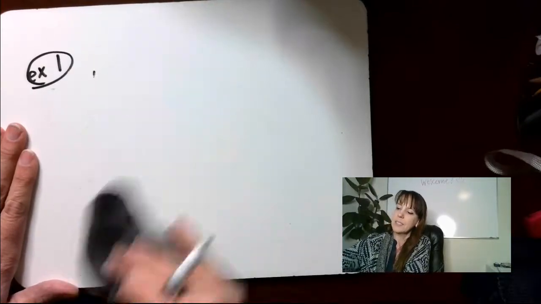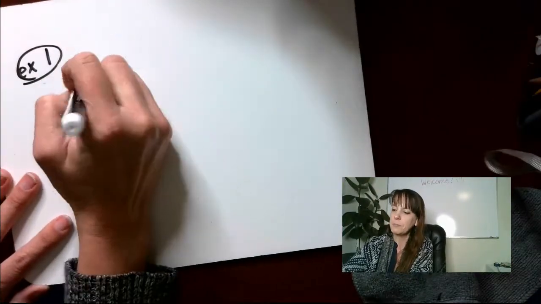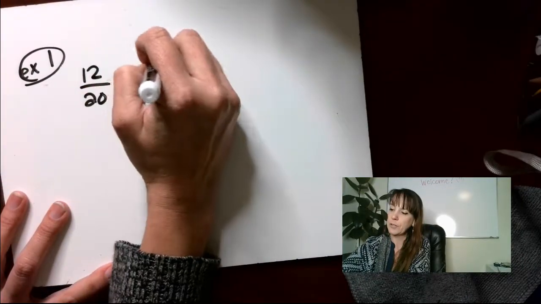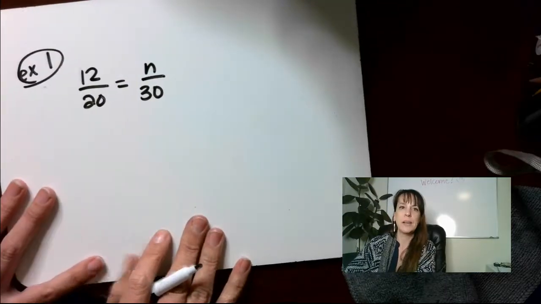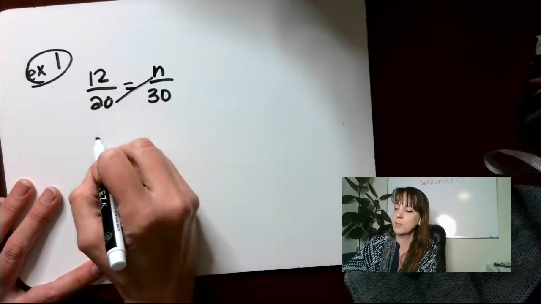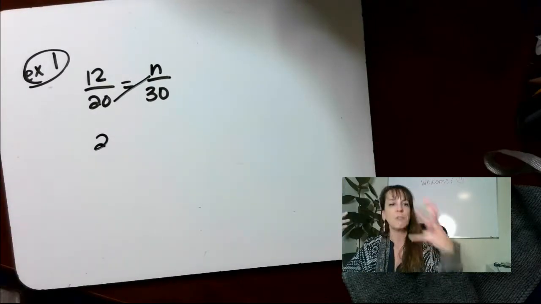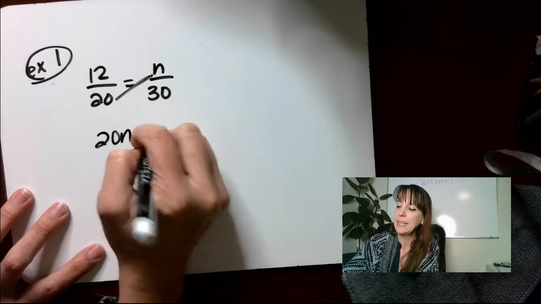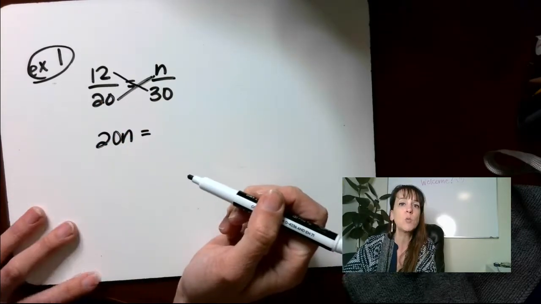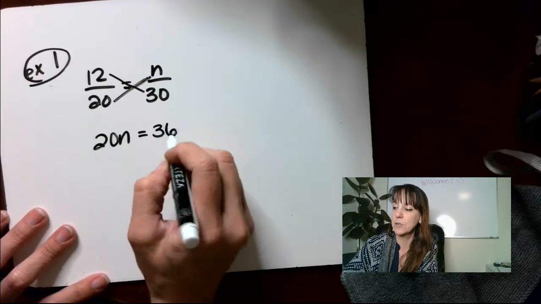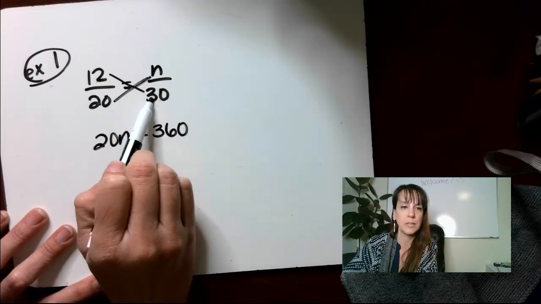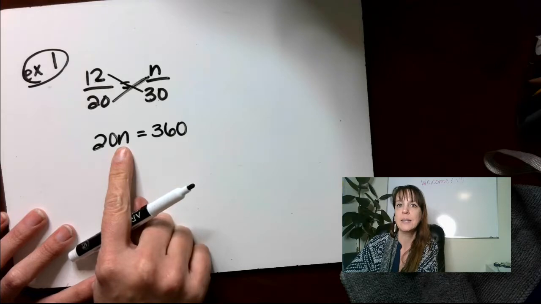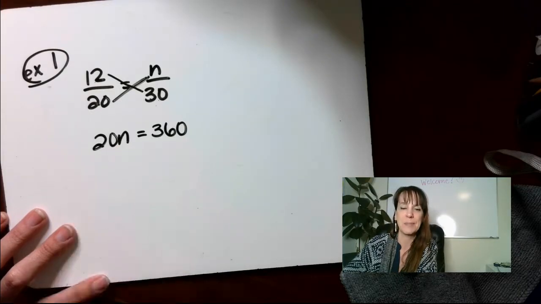The other way of doing this is 12 over 20 equals n over 30. Now, you can go ahead and just multiply this times this, which is called cross multiplication. When we have fraction equals fraction, we can cross multiply. So this times this gives us 20n equals 12 times 30. Well, we know 12 times 3 is 36 with an extra 0 on it. Do you see that? 12 times 3 is 36 with an extra 0. Now we are multiplying 20 by n to give us 360.